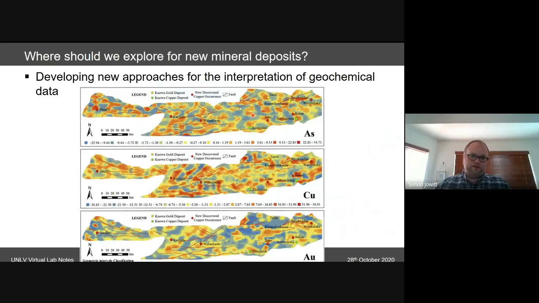We can use new approaches for the more localized examination and working out where mineralization might be. These are just contoured maps of different concentrations of elements that highlight the areas that are prospective for mineral deposits to be found. What we've got here is a numerical approach to understanding the distribution of these elements and locating maybe new discovered copper occurrences, in this case, in these areas here that were identified using new approaches to interpretation of data that we're using in mineral exploration.